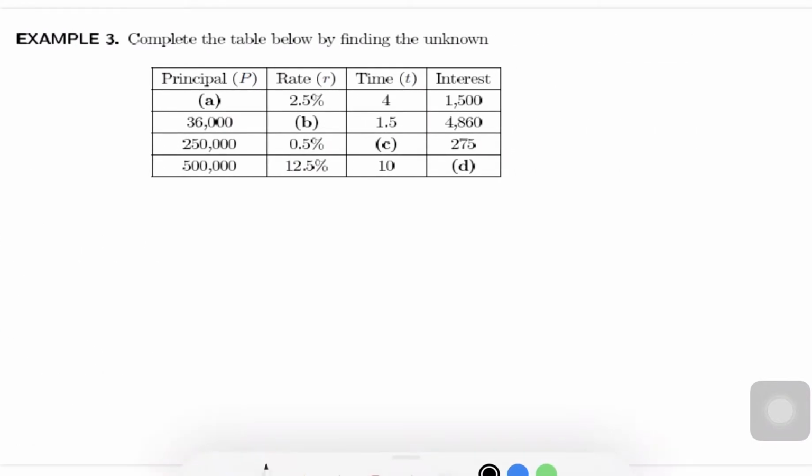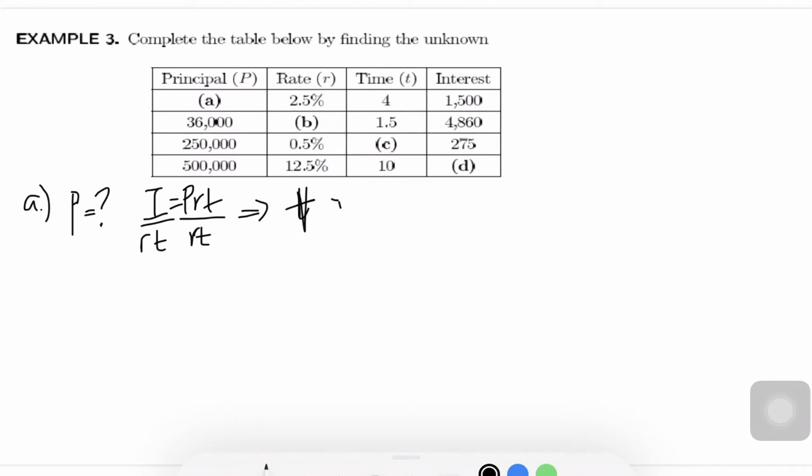Okay, complete the table below by finding the unknown. For number 1, for letter A, we're given the rate, time, and interest. So the unknown is P. Take note that I is equal to PRT. So to solve for P, we will divide both sides by RT. So in short, P is equal to I over RT.